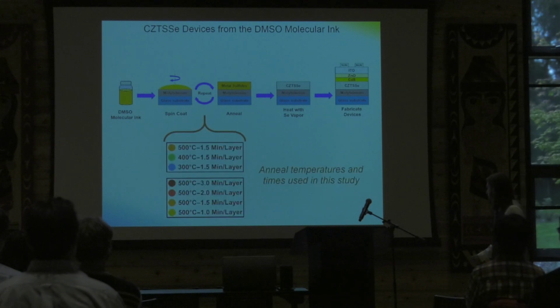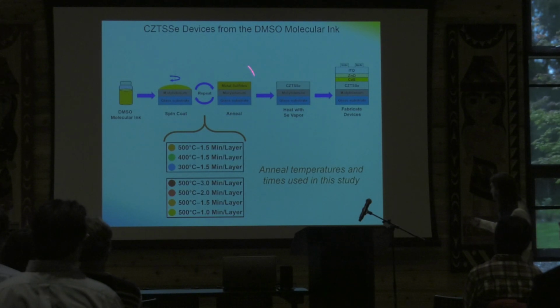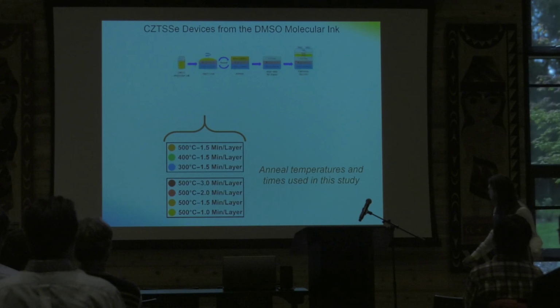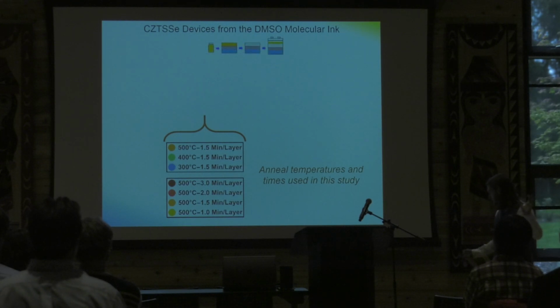And what I'm going to be focusing on in this talk is looking at different anneal times and temperatures for this spin coat and annealing step, basically this metal sulfide formation and all the impurities that come with it. And these 4 steps are what we're going to be looking at throughout the process. We're going to start from the beginning, with the ink.